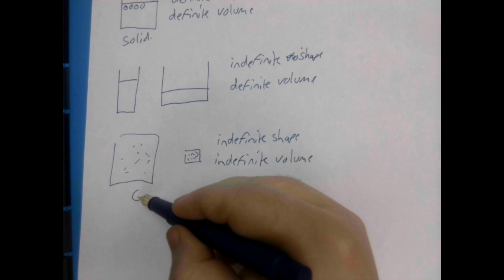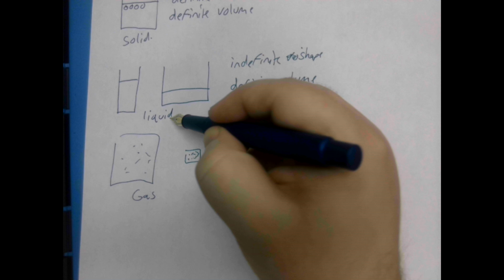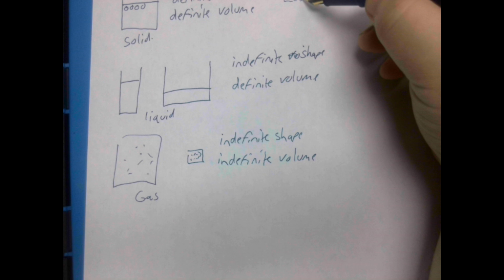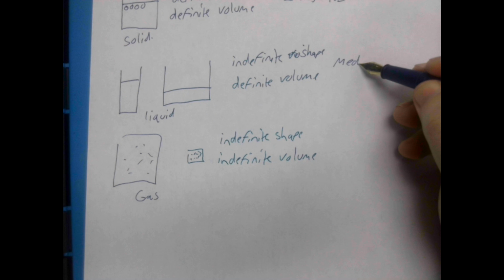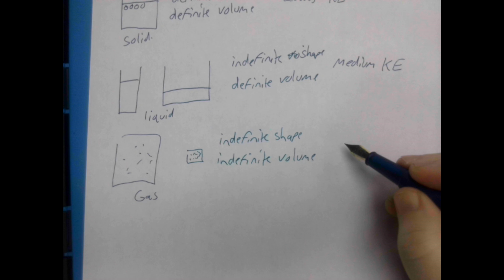So this is gas, this is liquid. Solid has the lowest kinetic energy. This has a medium amount of kinetic energy. And this has the highest kinetic energy.